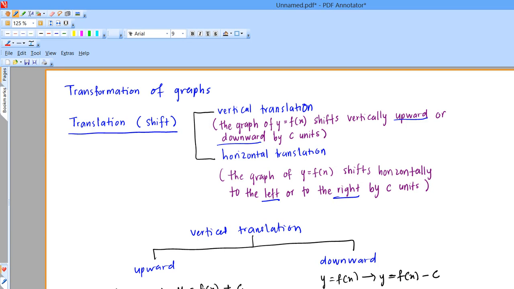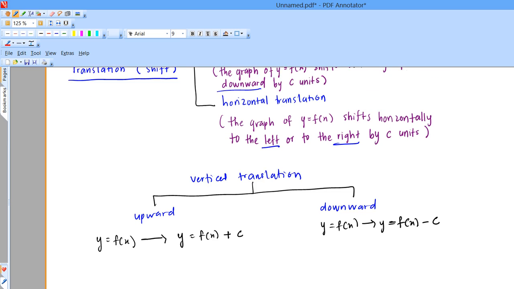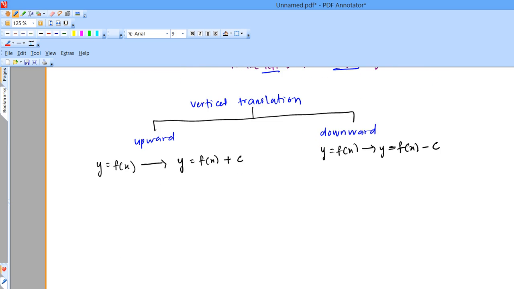The graph of y equal to f(x) shifts vertically upward or downward by c units. And the second one is horizontal translation, which means the graph of y equal to f(x) shifts horizontally to the left or to the right by c units. C actually refers to a positive real number. Okay, now we move to vertical translation.